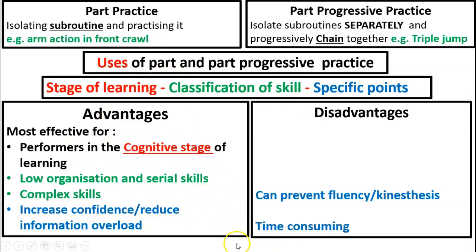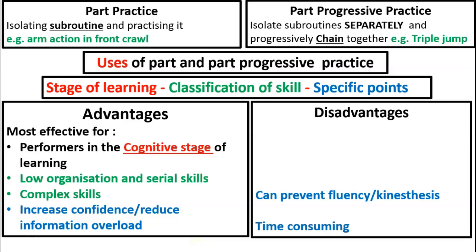For now, if you just want to star it down here, very similar advantages and disadvantages to part and part progressive, because whole, part, whole has to have a part in it, has to have a subroutine that can be broken down. Therefore, we can use these two here, which I'll go through with you in lessons.